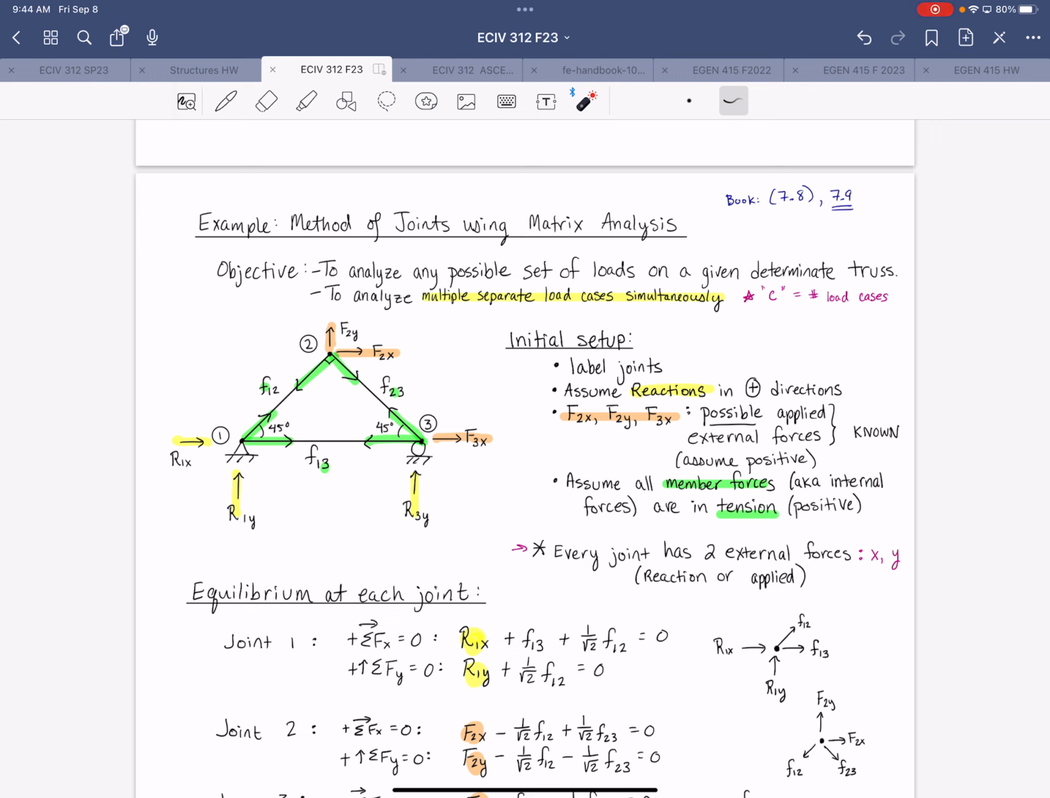In order for this process to work, we need to make sure that we only assign 2 forces at each joint, right? One will be a reaction force, one will be an applied external force. Or I should say, one will be X, one will be Y, and each will be either a reaction or an applied force. You can't have both in a given direction. Okay. Any other questions?